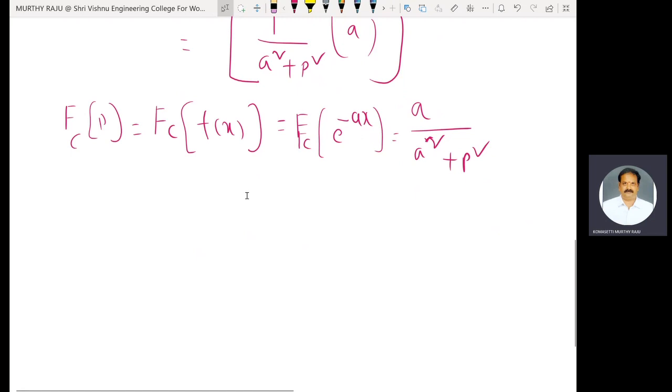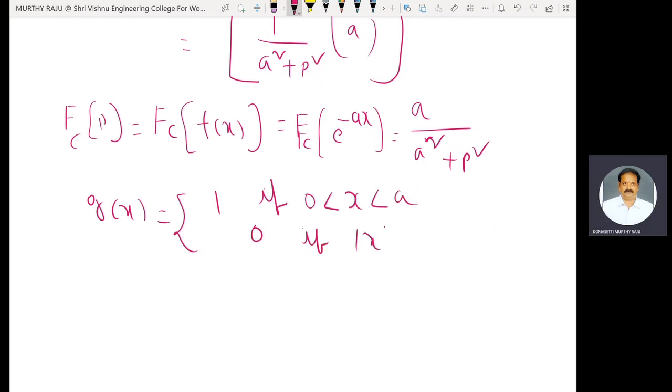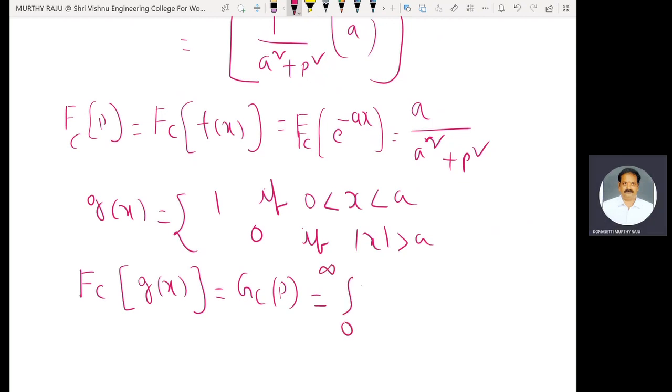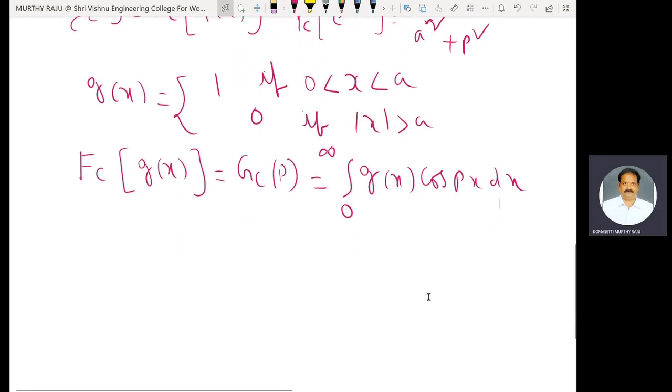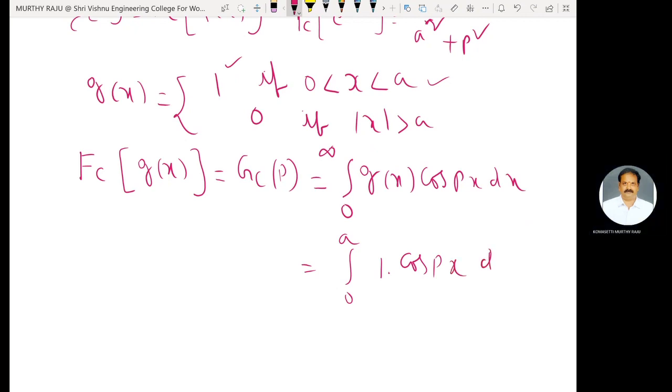Now we will concentrate on the second expression. G of x is equal to 1 if 0 less than x less than a, 0 if mod x greater than a. Next, the Fourier cosine transform of g of x is g c of p, which is equal to the integral 0 to infinity g of x cos px dx. Considering the interval 0 to a, the value of g of x is 1, so this is the integral of 1 cos px dx.